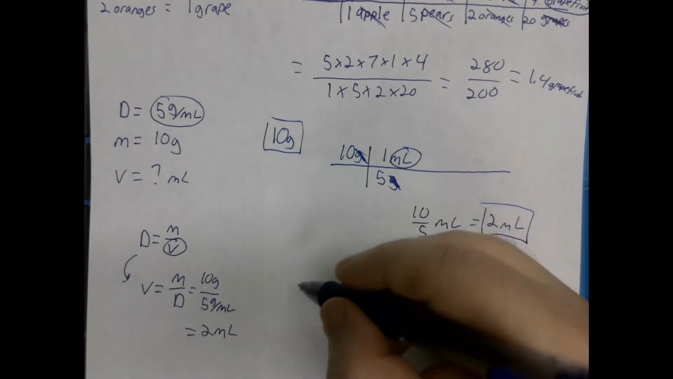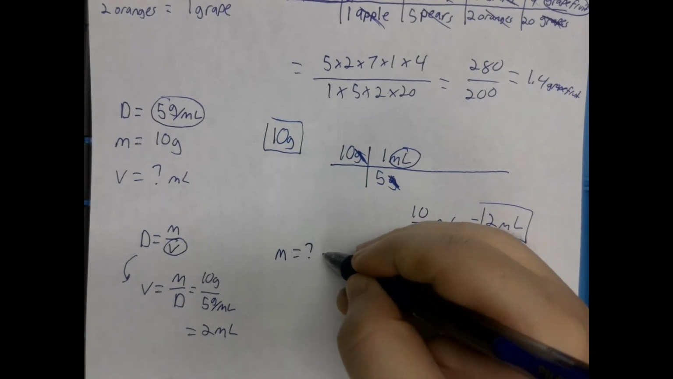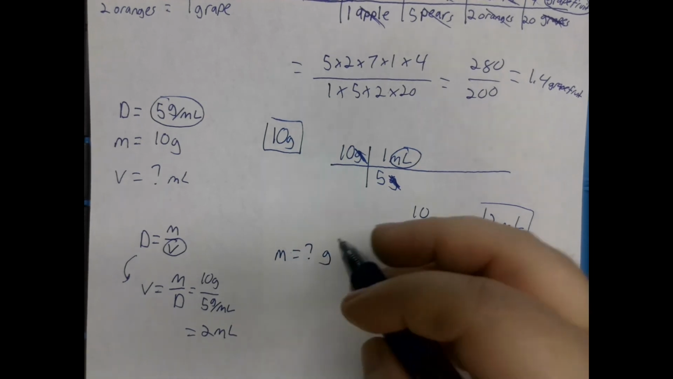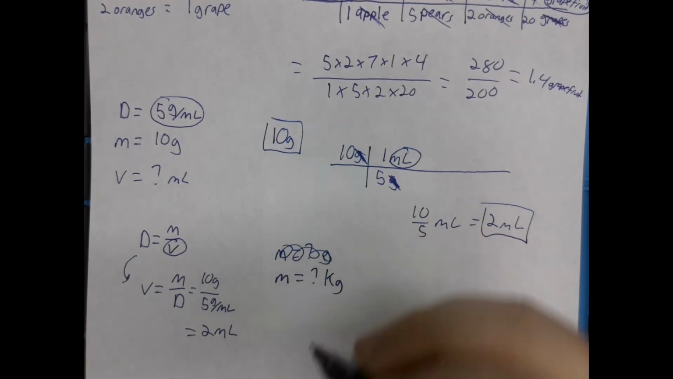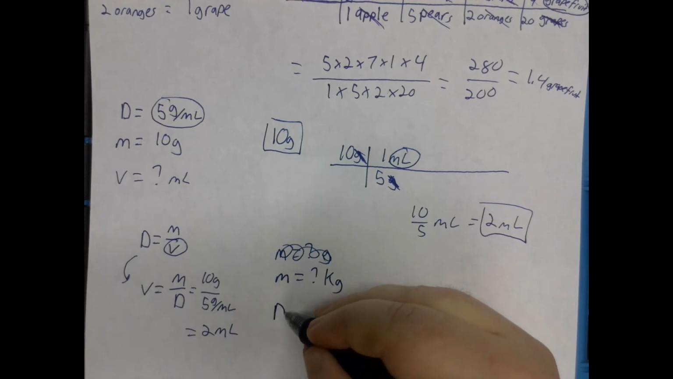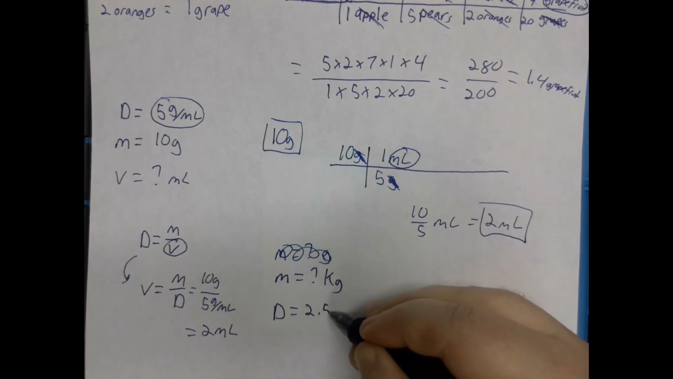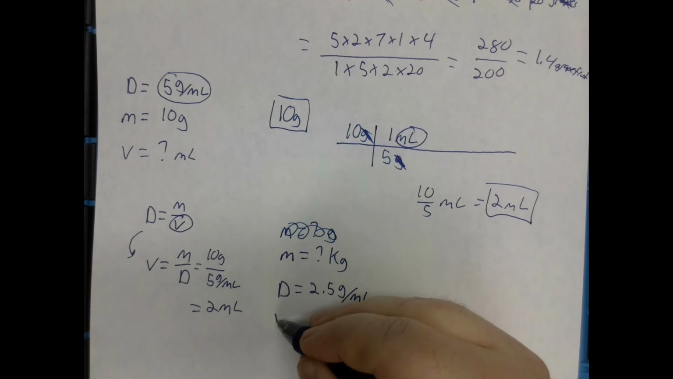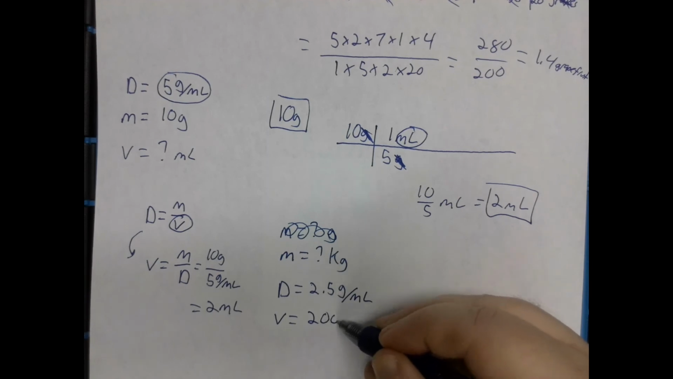Another example, I have a mass. I'm looking for a mass in grams. Better yet, I'm looking for my mass in kilograms. I tell you the density is equal to 2.5 grams per milliliter. And we have a volume of 200 milliliters.